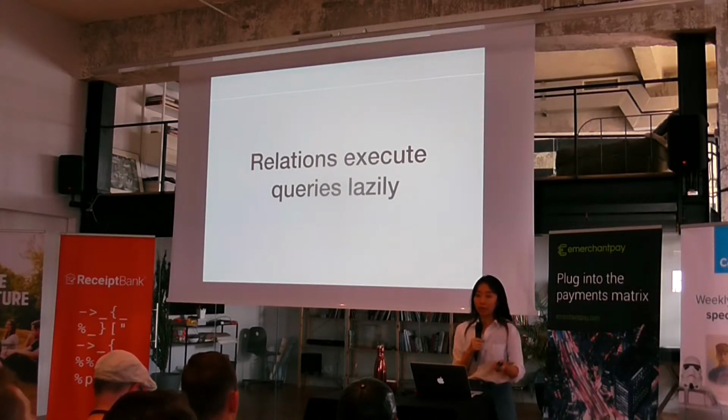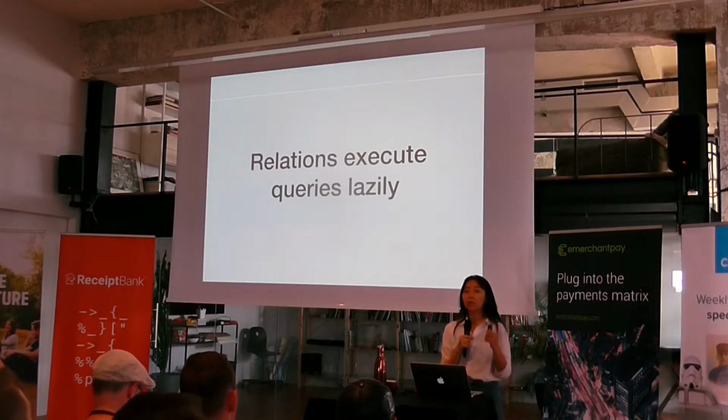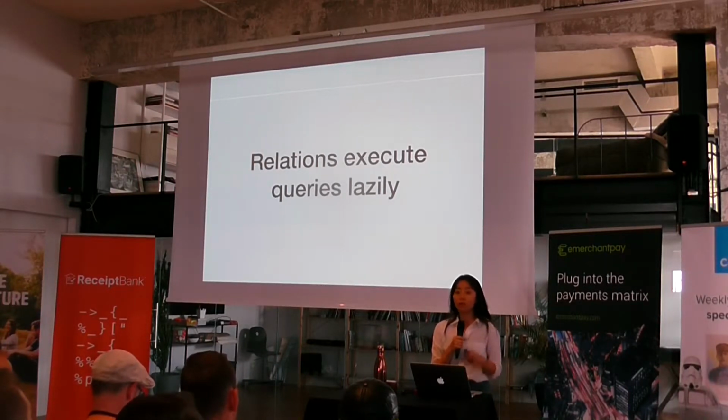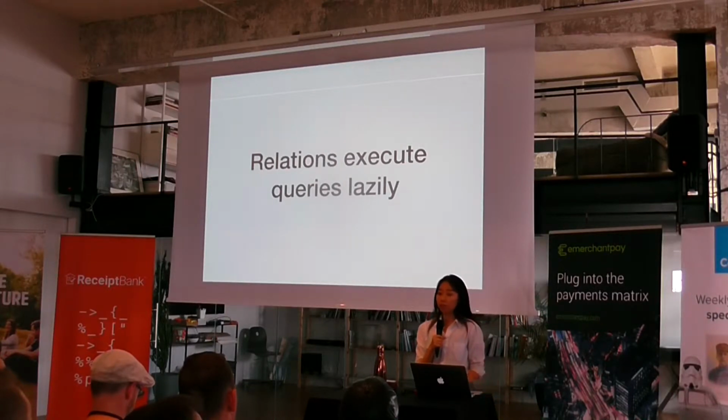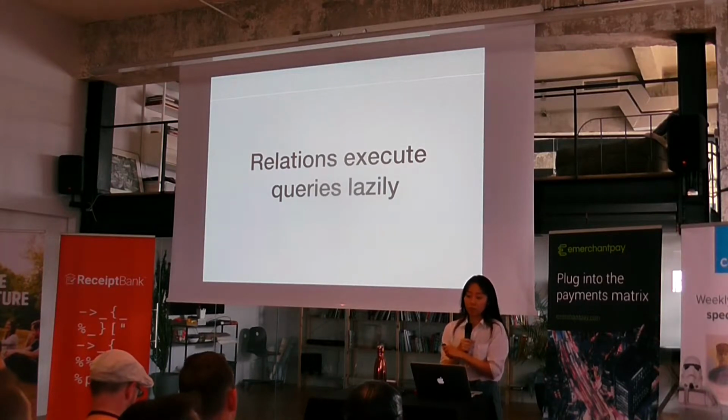Relations in ActiveRecord execute these queries lazily. And that means that when you're building that relation, nothing's actually happening. And the only time that it's going to execute that query is when you call .each or .to_a, when you want to iterate over the objects that are returned by that query or convert them into a Ruby array. And that's actually a pretty strong design choice by ActiveRecord, but it affords a lot of the things that we're going to be talking about soon.